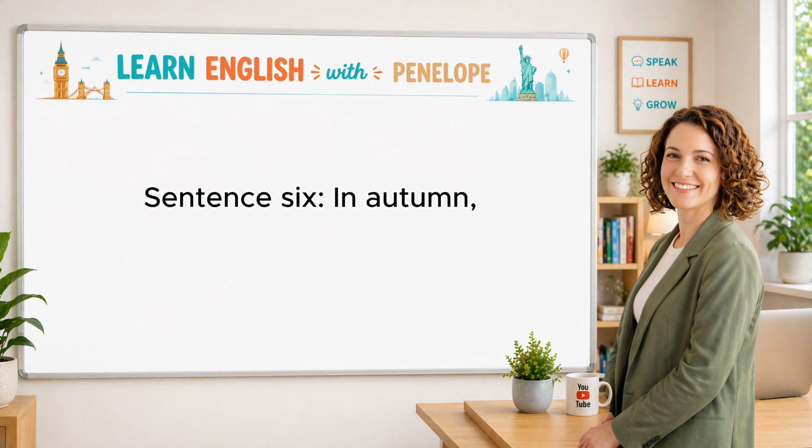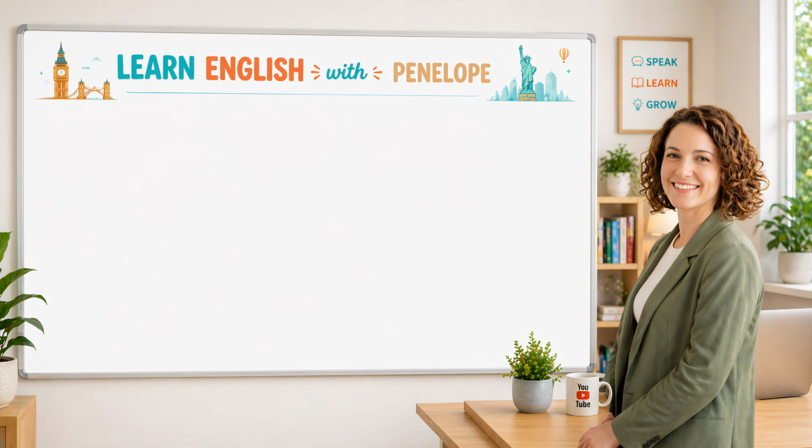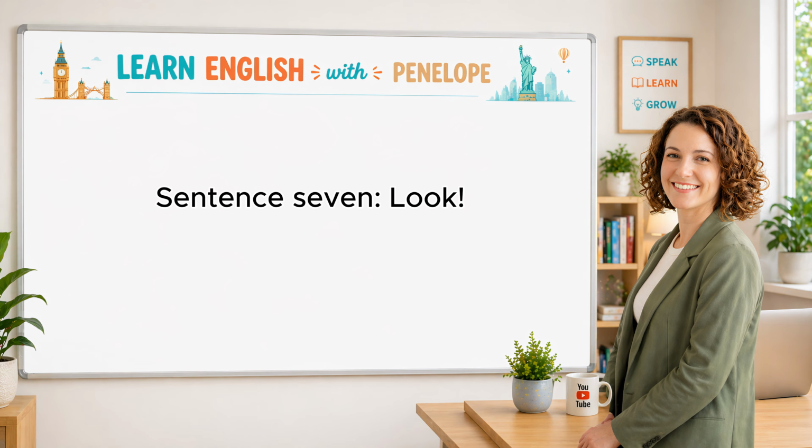Sentence 6. In autumn, the blank turn orange and red and fall from the trees. Is it leaf or leaves? That is right. Leaves. The leaves are beautiful in autumn. Sentence 7.